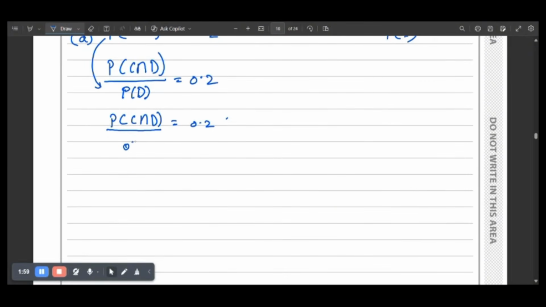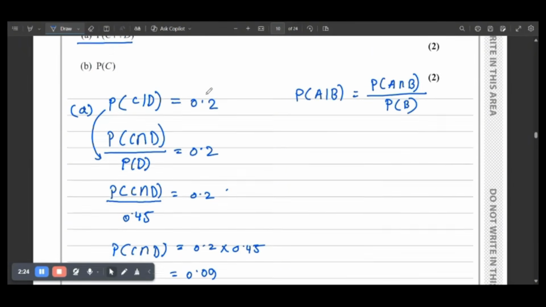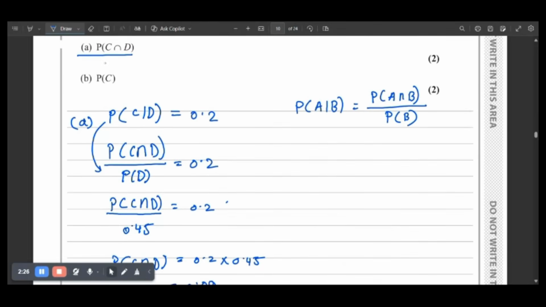This will be 0.45. From this we know that C intersection D will equal 0.2 times 0.45, which is 0.09. This is the probability as required in our question.